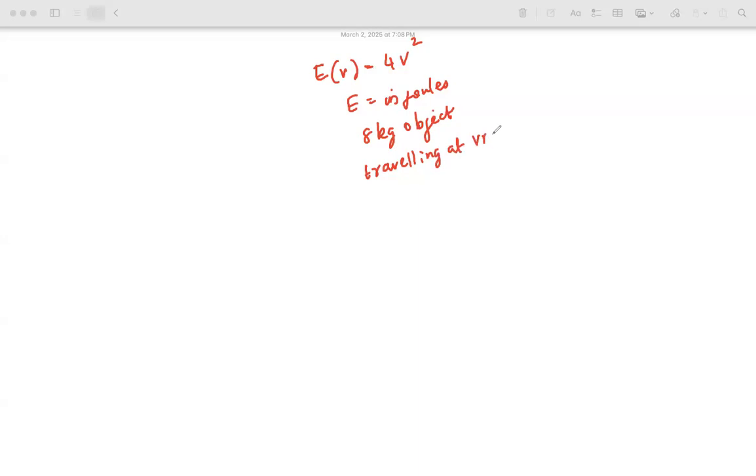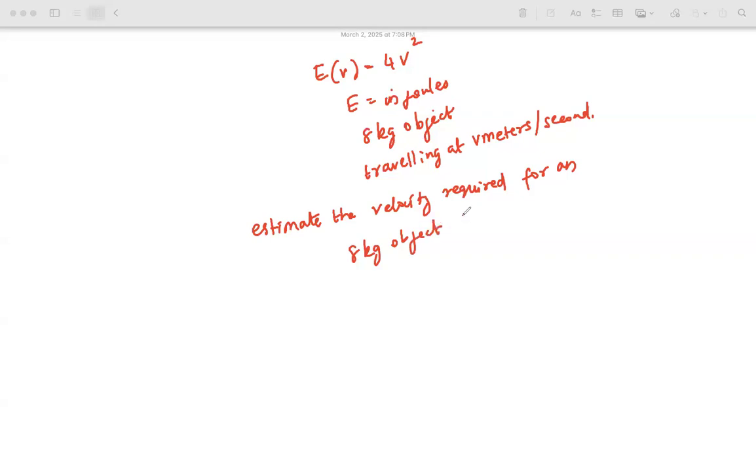How about this? We'll do one problem. I'm giving you the energy function as 4v square, where E is in joules, of an 8 kg object traveling at a velocity v meters per second. Estimate the velocity required for an 8 kg object to have energy equal to 60 joules.